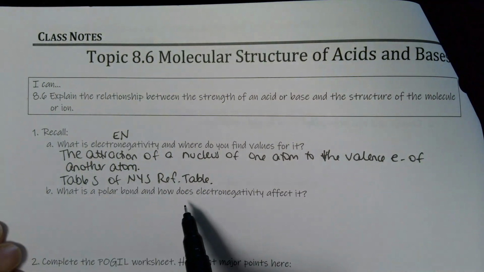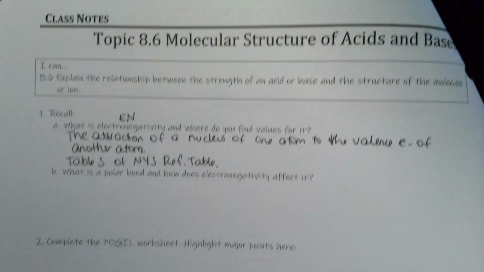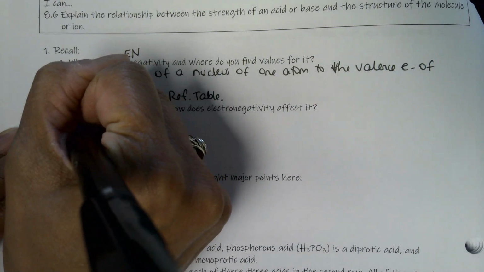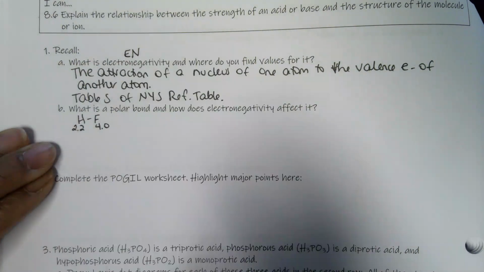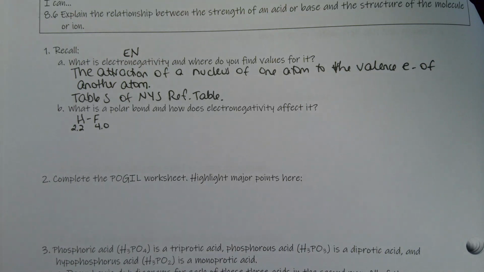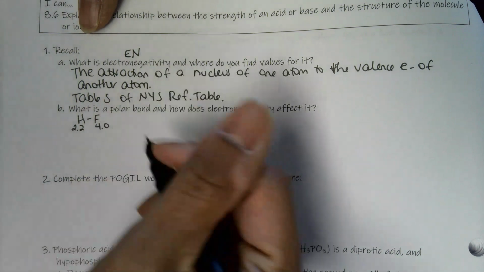So a polar bond is when we have an uneven distribution of electrons between two atoms. So for example, if I have H and F, I believe the electronegativity value for H is 2.2. The electronegativity value for fluorine is 4.0. And we can always double check that with the New York State reference table. So when we subtract the two, 4.0 minus 2.2 gives us 1.8. So we can say here that the fluorine has a greater attraction to those electrons.